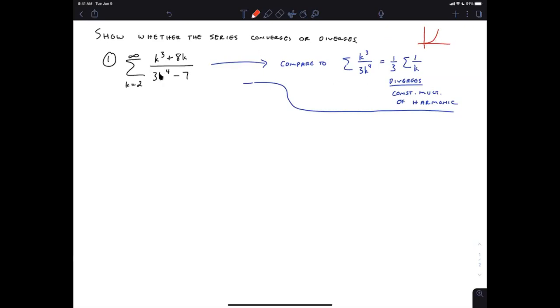The original in this case is bigger, because the numerator is bigger because of the plus 8k. So it's k to the third versus k to the third, but this has a higher numerator. Then the denominator is the same except that it's minus 7, so this has a smaller denominator, which also means a bigger fraction. Does that make sense to everybody? It's just real easy to get that backwards, so you have to be a little bit careful there.